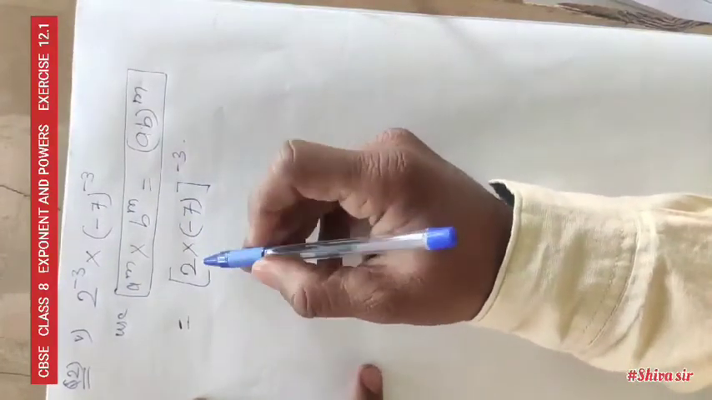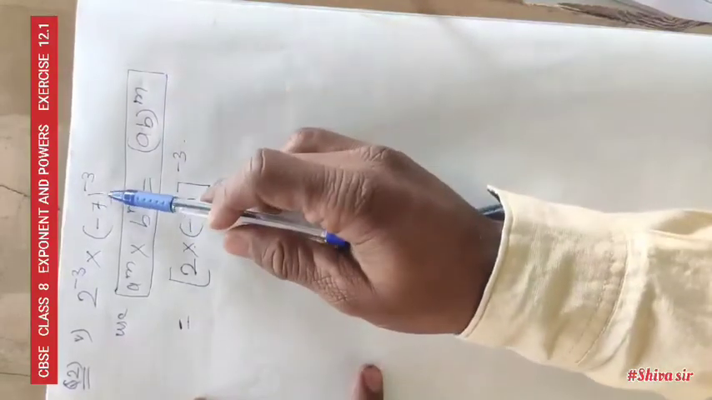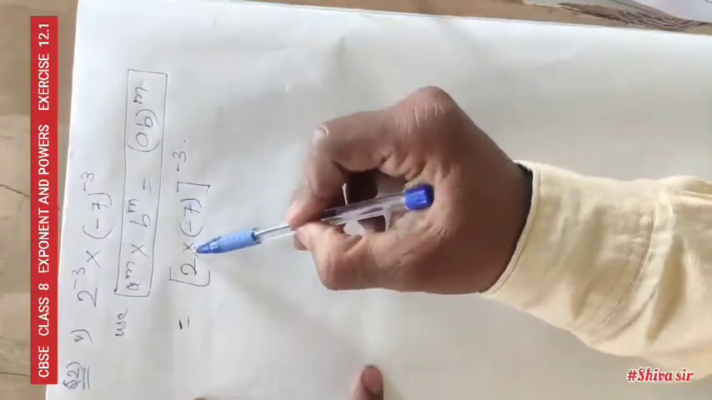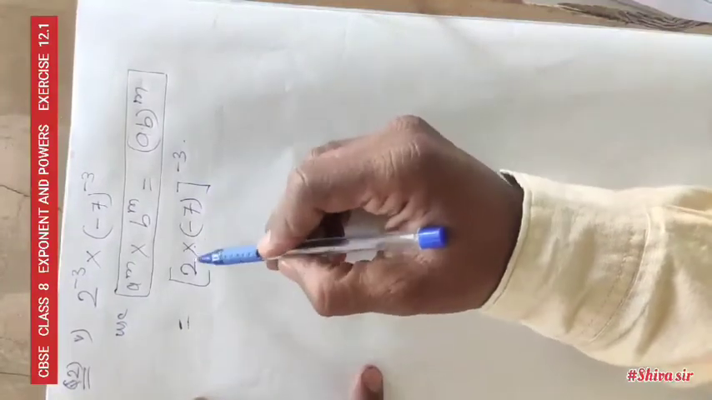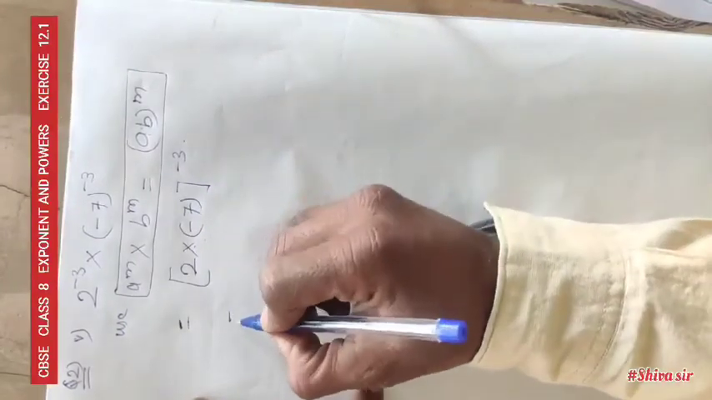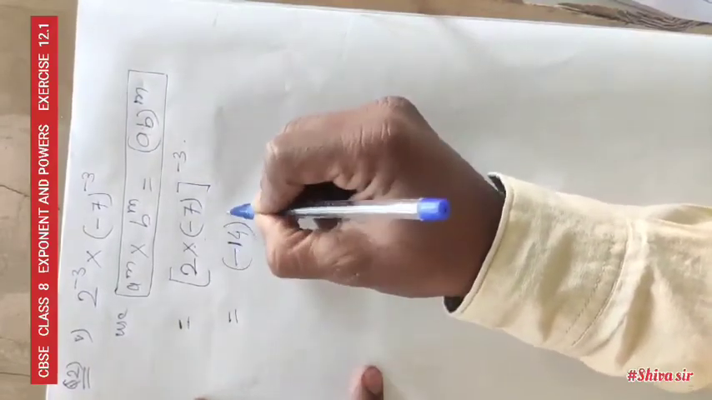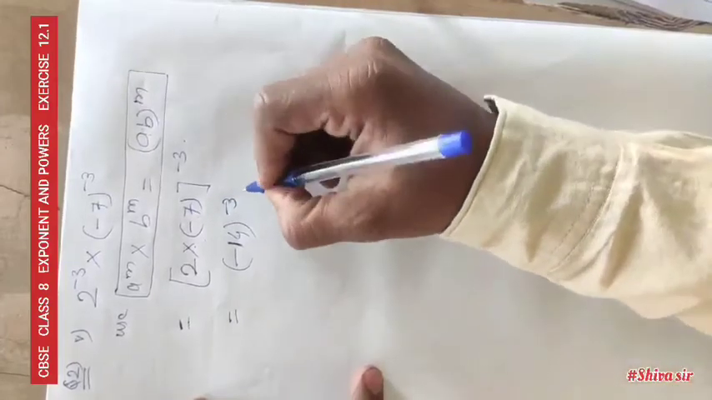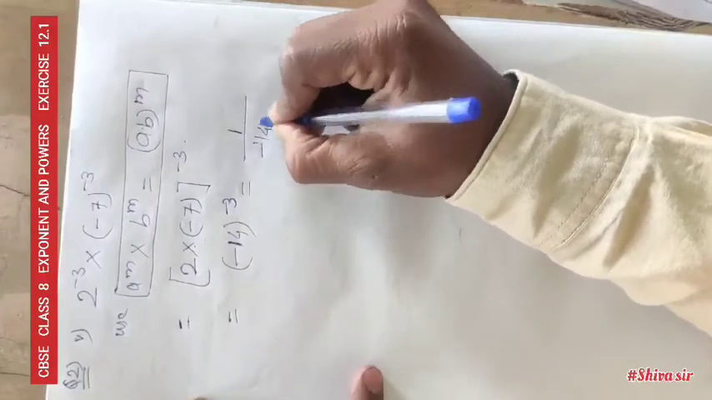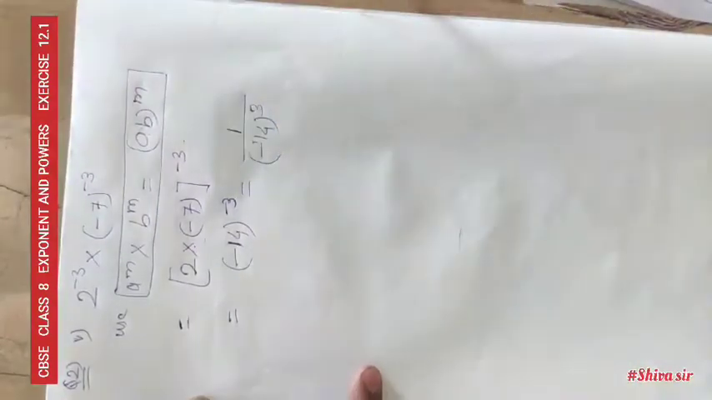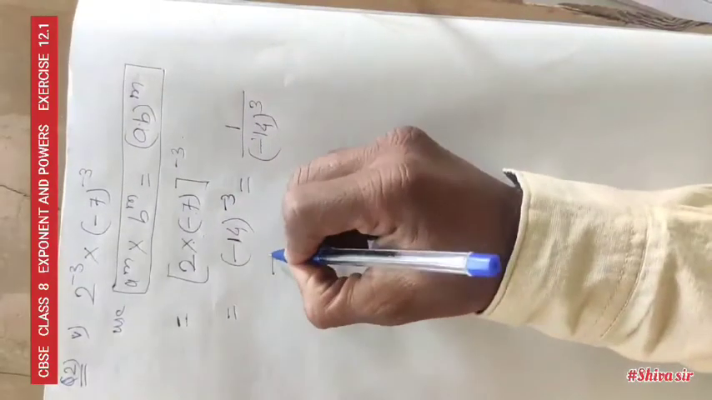Simply make this bracket, because 2 into, according to the formulation there is b, and the value of b is minus 7. So as there are two continuous signs, always make the bracket with the second. 2 into minus 7 raised to the power minus 3. 2 into minus 7 is minus 14, and raised to the power minus 3. We can also write 1 upon minus 14 in brackets, cubed. So it is the final answer of question number 5.